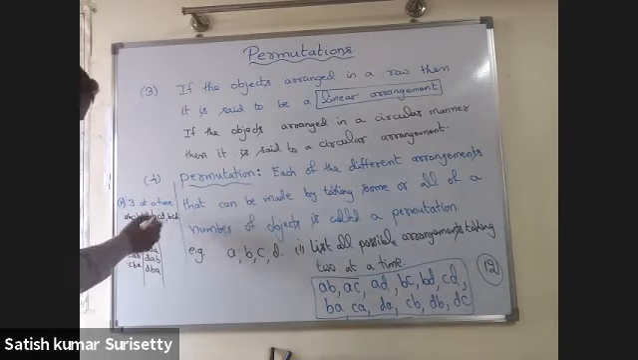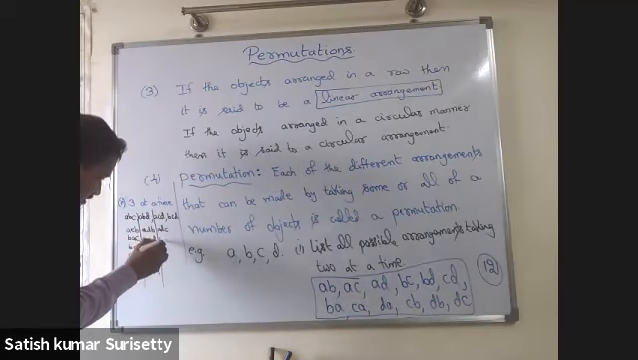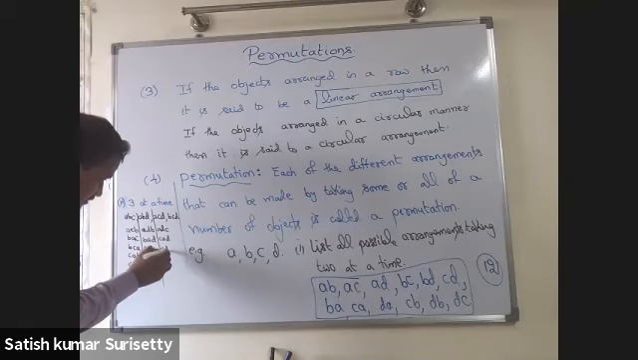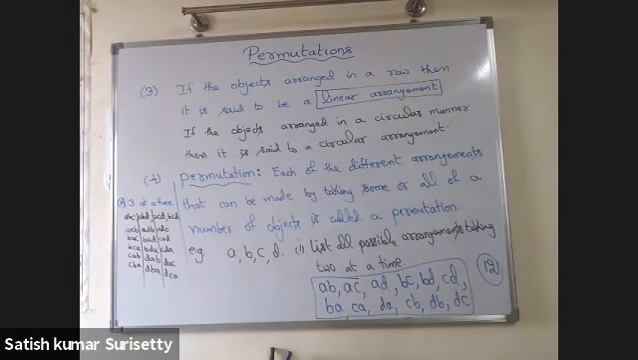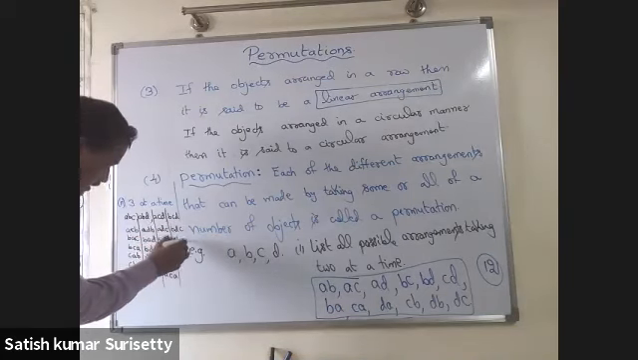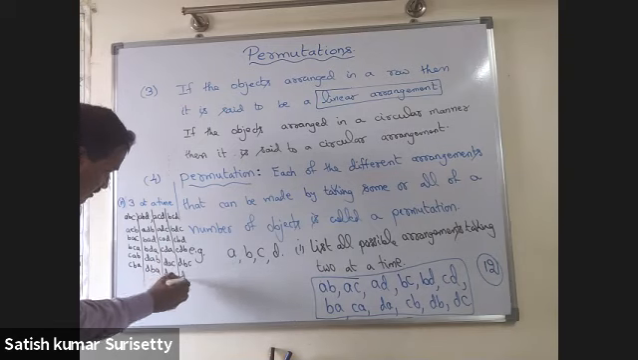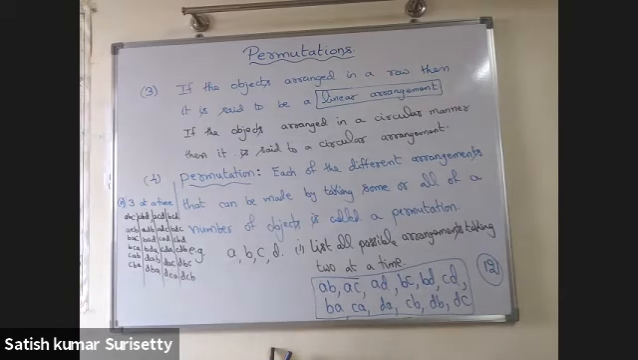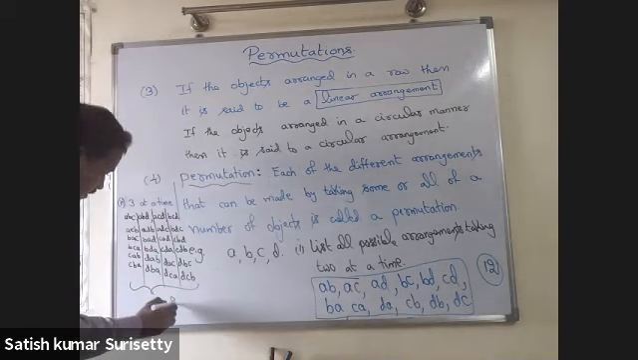Next, ACD we can rewrite as ADC, CAD, CDA, DAC, DCA. Now, again in the same manner for BCD also we can write BDC, CBD, CDB, DBC, DCB. So the number of arrangements of 4 objects taking 3 at a time is 24.